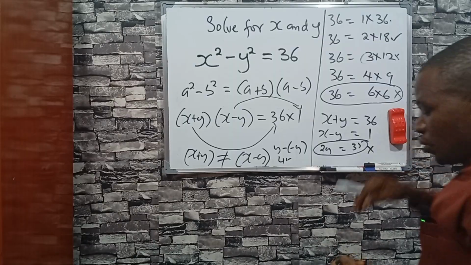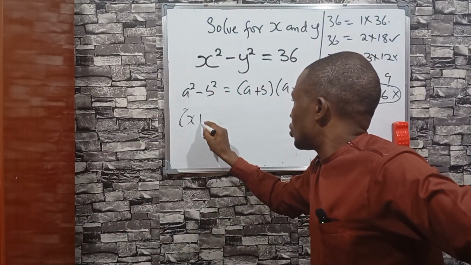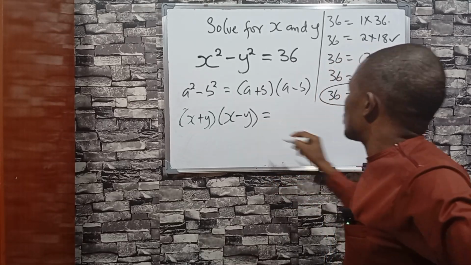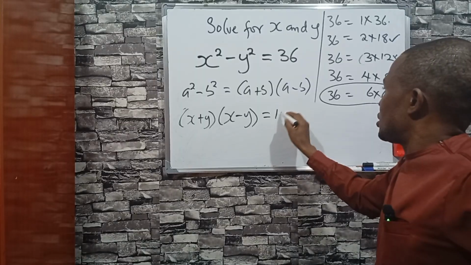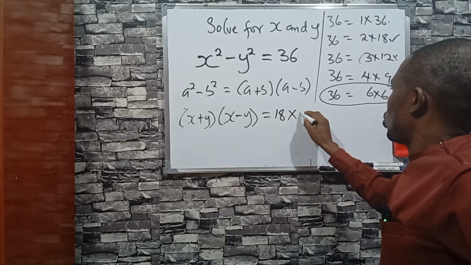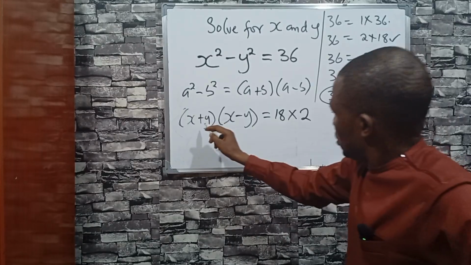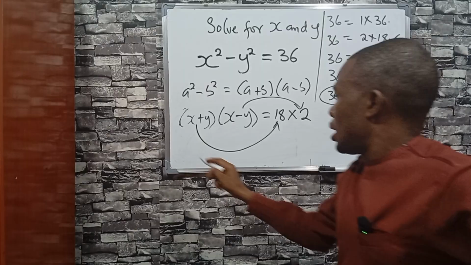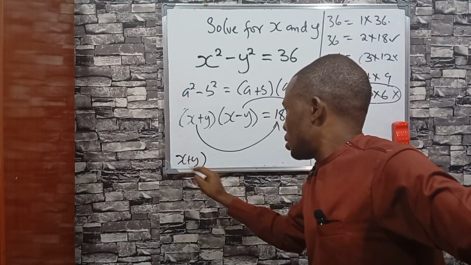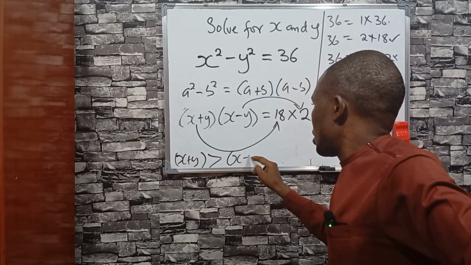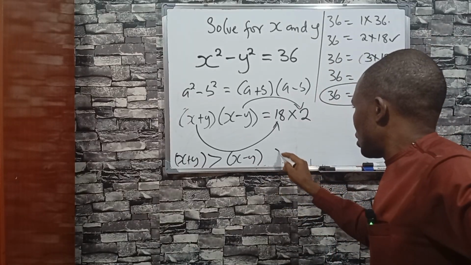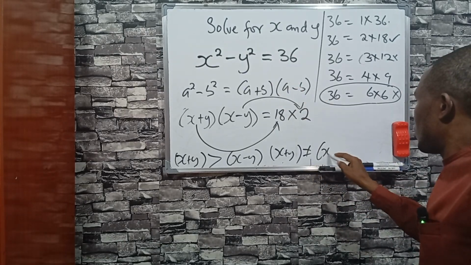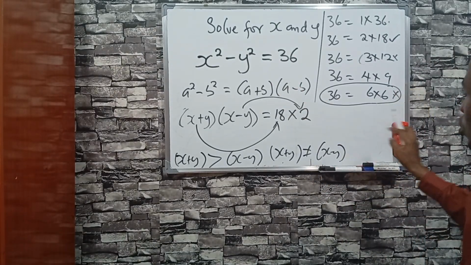This one will go. That is x plus y times x minus y equals 18 times 2. The bigger one will go with this, while the smaller will go with this. Remember that x plus y is greater than x minus y, and x plus y cannot be equal to x minus y. So that's why this cannot go.